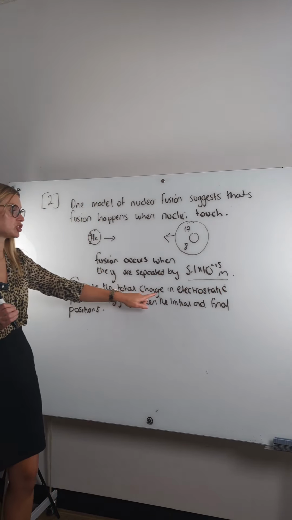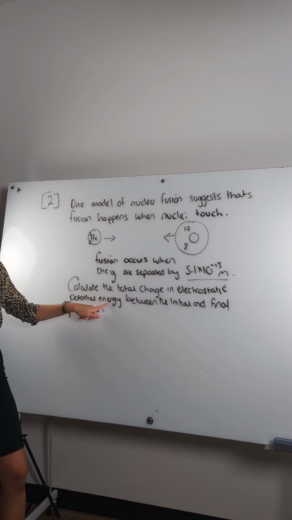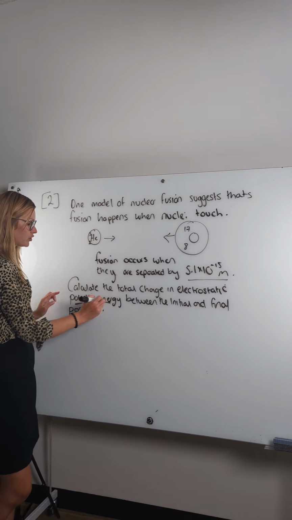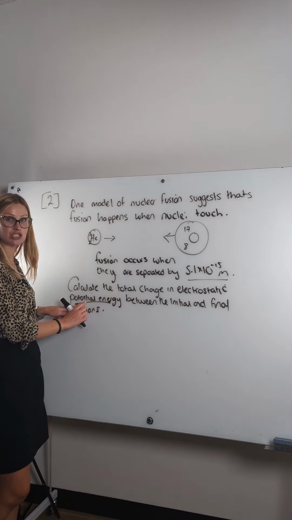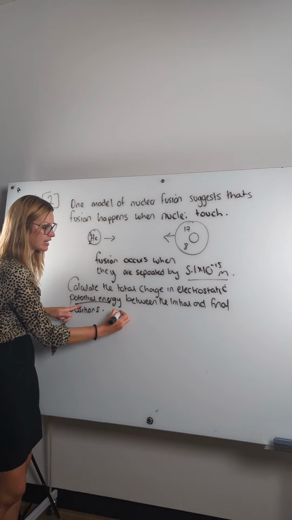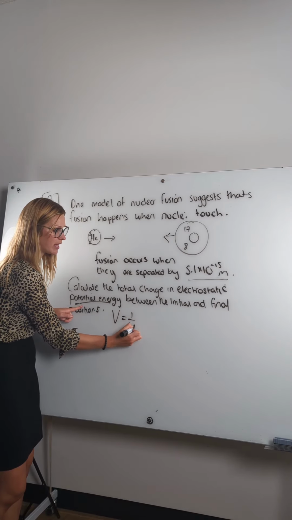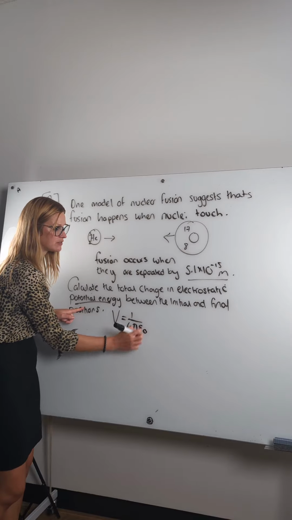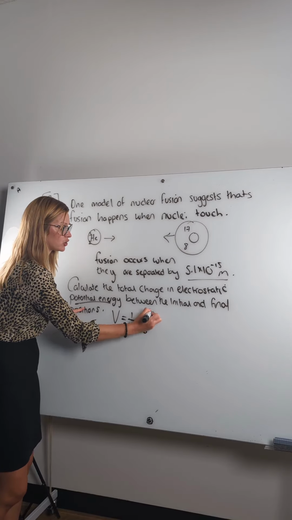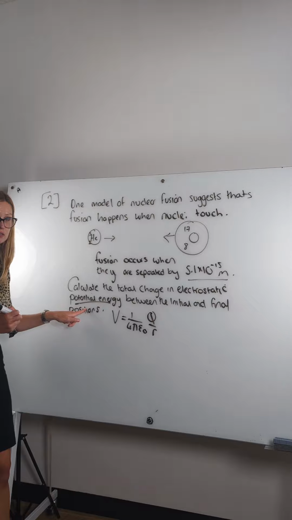I'm going to calculate the total change in electrostatic potential energy, okay? The first thing I'm going to look for is the electrostatic potential in my data sheet. I know the electrostatic potential is 1 over 4 pi epsilon naught, the permittivity of free space, times Q over R. That's just from your data sheet, okay?